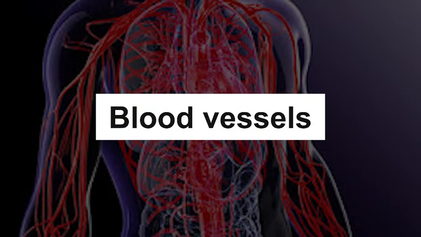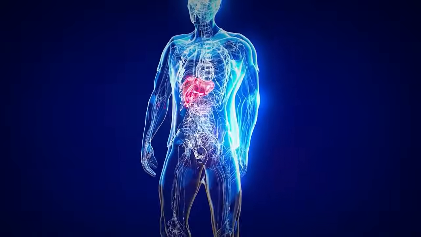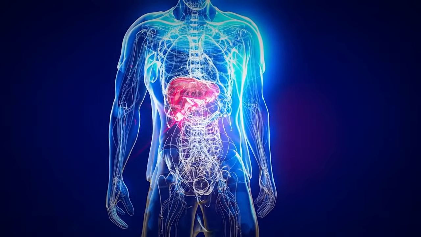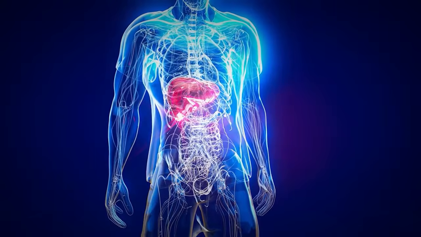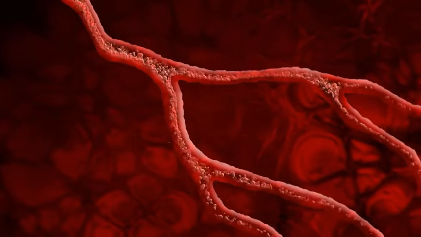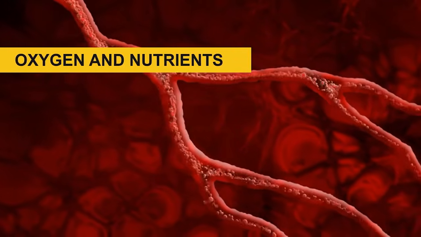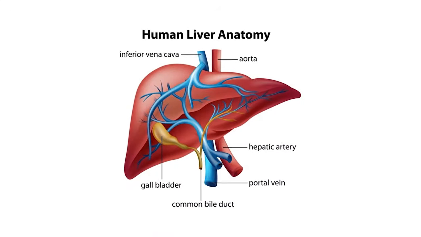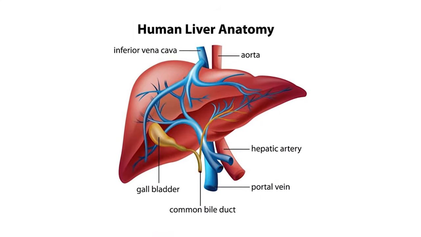Blood vessels. The liver is a highly vascular organ, meaning it has an extensive network of blood vessels that play a crucial role in its functions. These blood vessels serve various functions in the liver, including the supply of oxygen and nutrients, as well as the removal of waste products. Here are the main blood vessels associated with the liver.